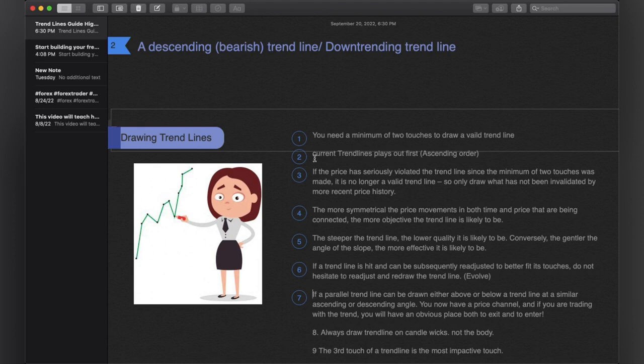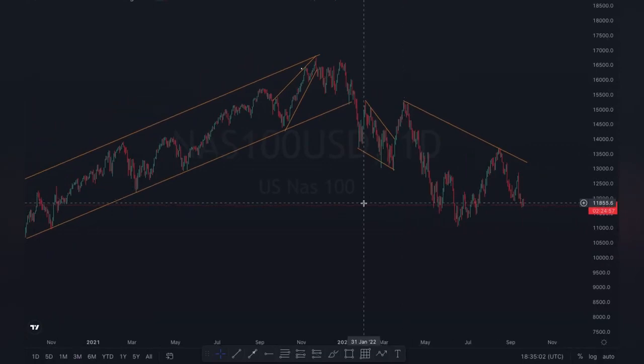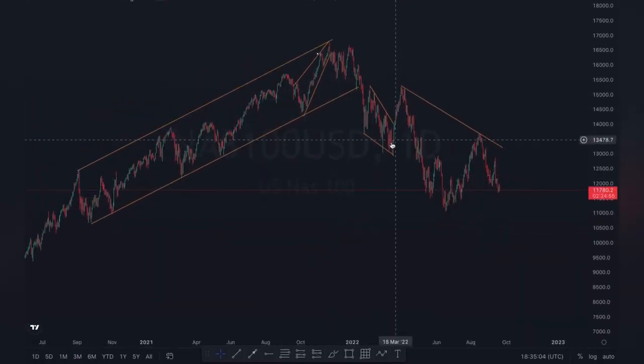Evolve. Then this number 3 is what? If the price has seriously violated the trend line since the minimum of 2 touches was made, it is no longer a valid trend line. So only draw what has not been invalidated. You understand? It's kind of saying the same thing. When it is hit and when it is invalidated, they are saying the same thing.